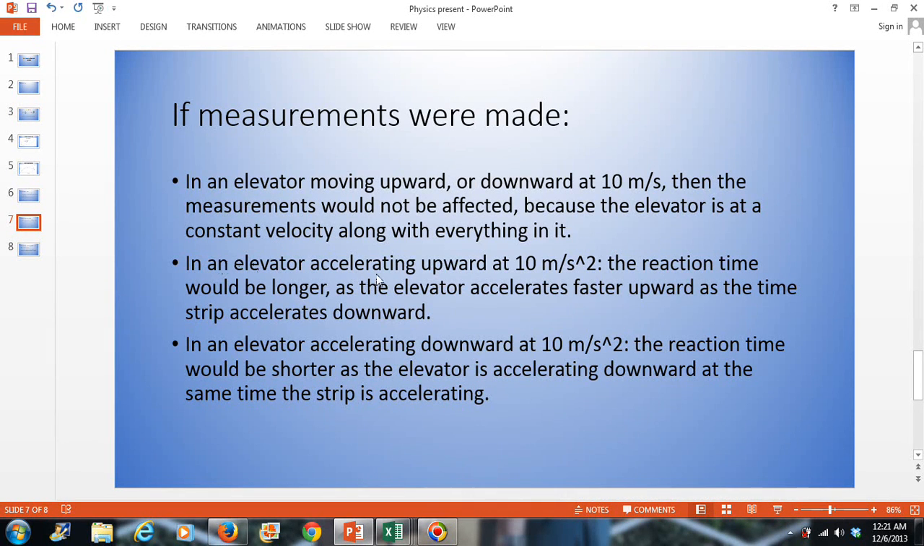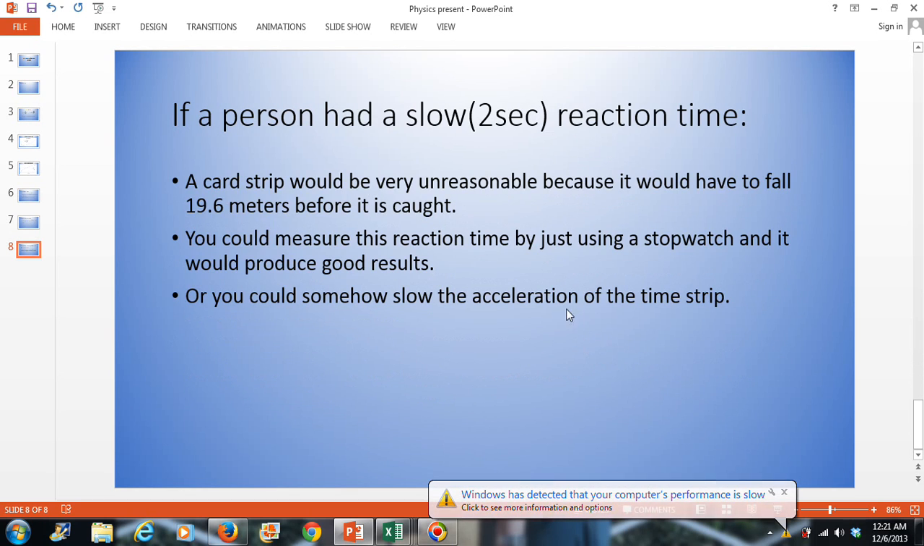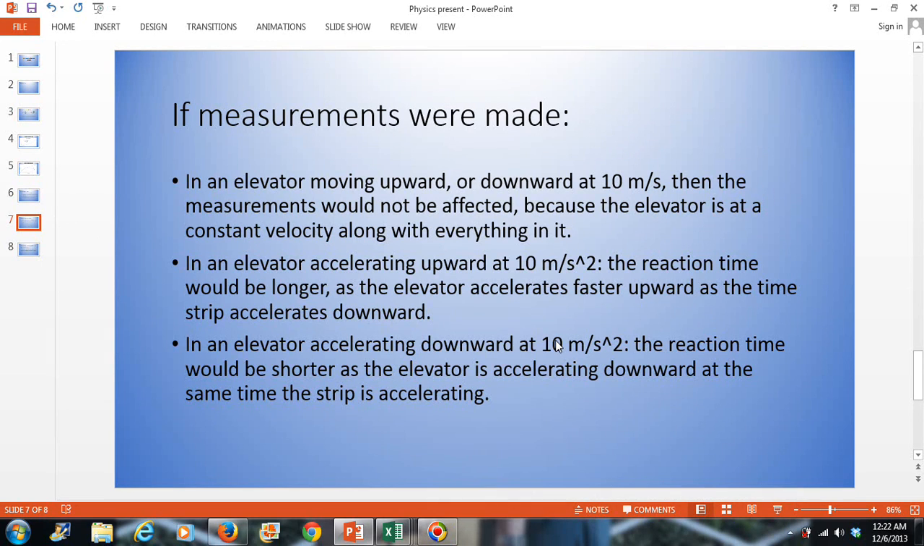And in an elevator accelerating upward at 10 meters per second squared, the reaction time would be longer because the elevator accelerates upward as the time strip accelerates downward. So as the elevator accelerates upward, the time strip falls farther because it's accelerating downward. And when it falls farther, the reaction strip will look as though it was caught at a farther distance.